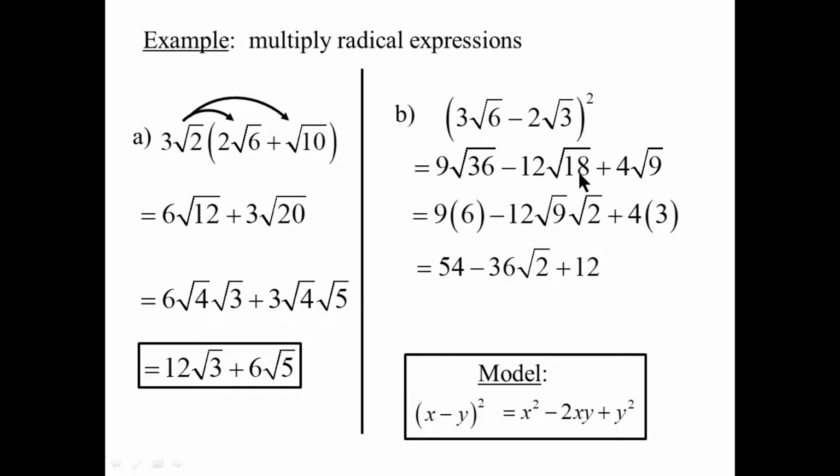And so the root 18 has broken down into root 9, root 2, and root 9 is 3, and 3 times 12 is this 36 here. And 54 and 12 are like terms, so they join together and make 66.